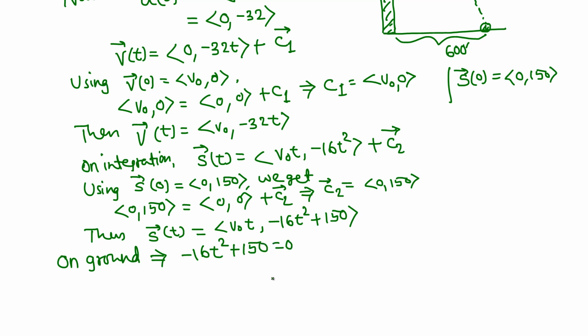From this, we can find the time taken by the golf ball to hit the ground. Solving for t, move 150 over, divide by 16, and take the square root. So t equals the square root of 150 over 16, and using a calculator, it comes out to be 3.06186. So after this many seconds, the golf ball hits the ground.